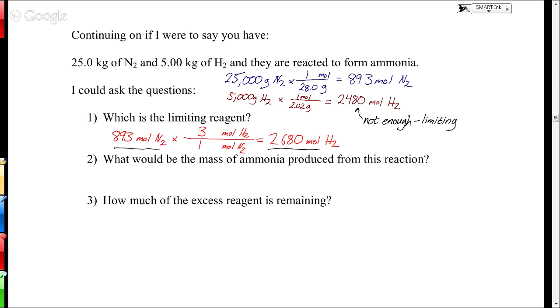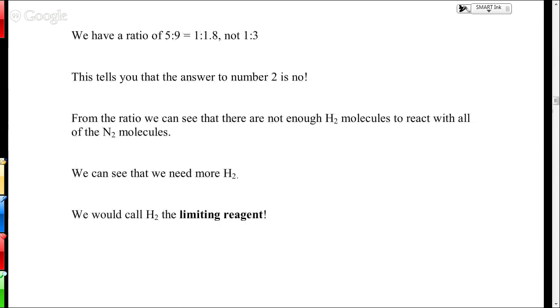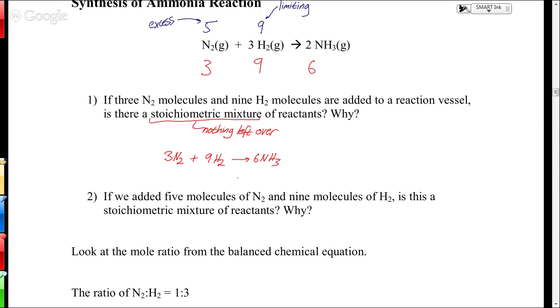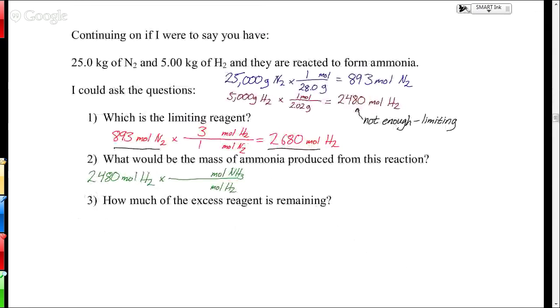We're going to take 2,480 moles of hydrogen, and then we want moles of ammonia. So we go back up to our equation, and we find that for every 3 hydrogens, we make 2 ammonias. Just straight from the numbers from the balanced equation.